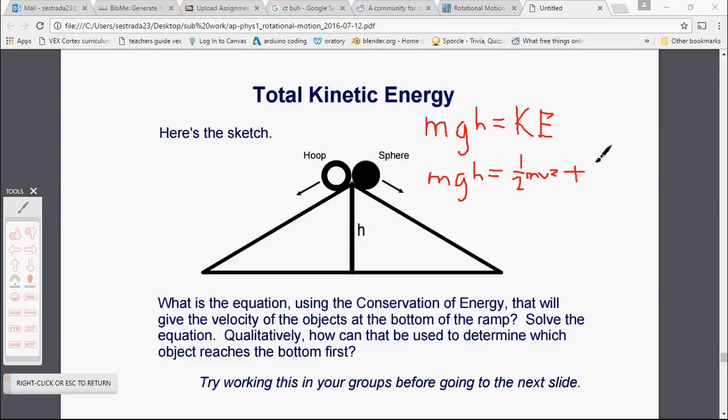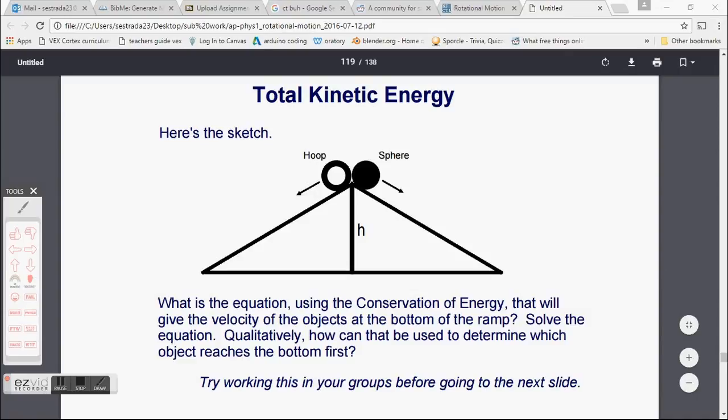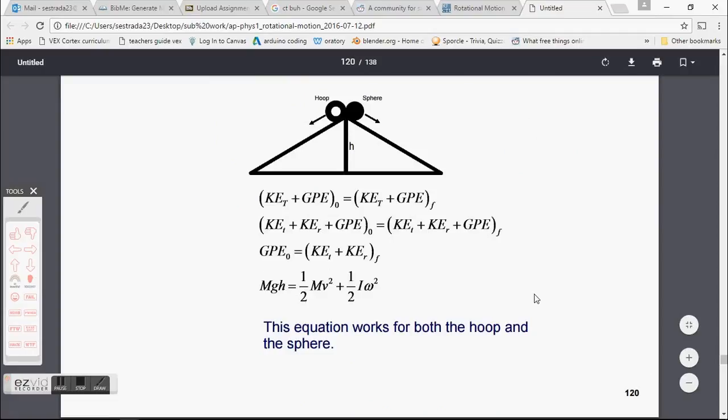1/2 mv squared plus 1/2 so that energy needs to be transferred into two different kinds of energy.